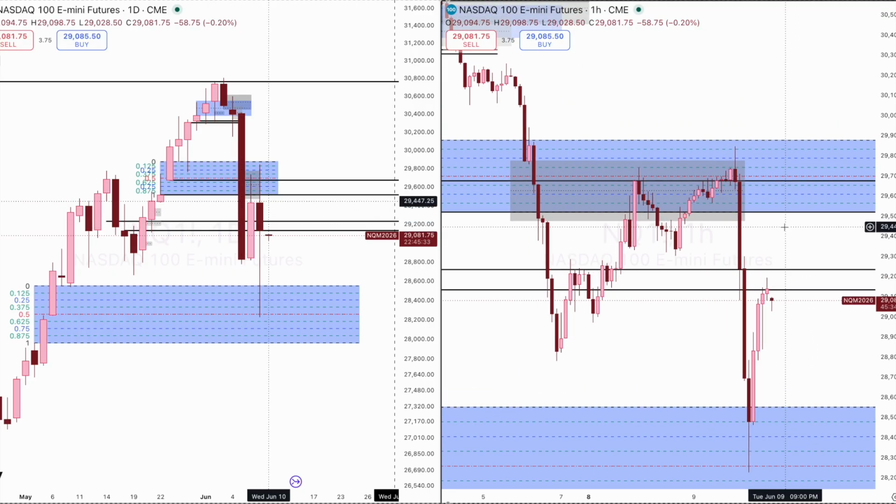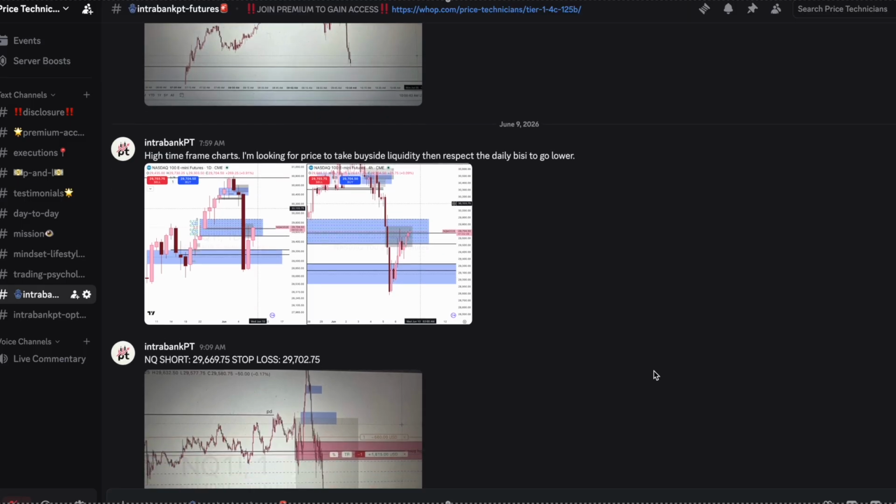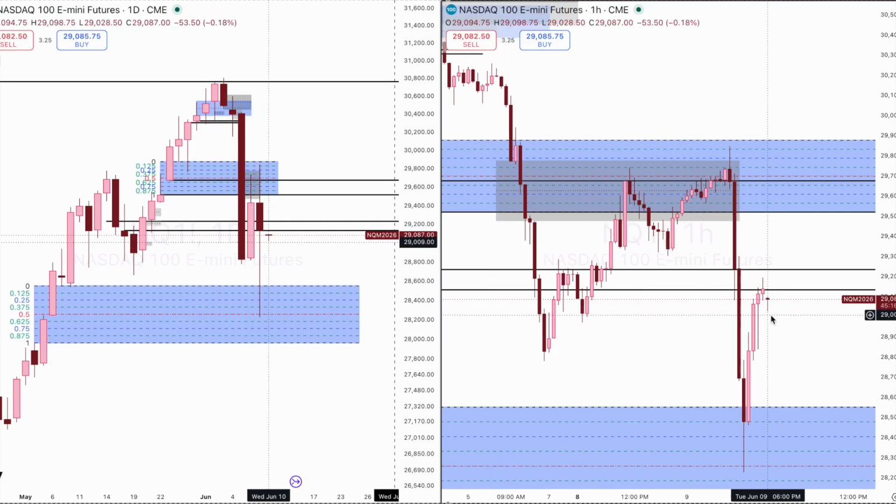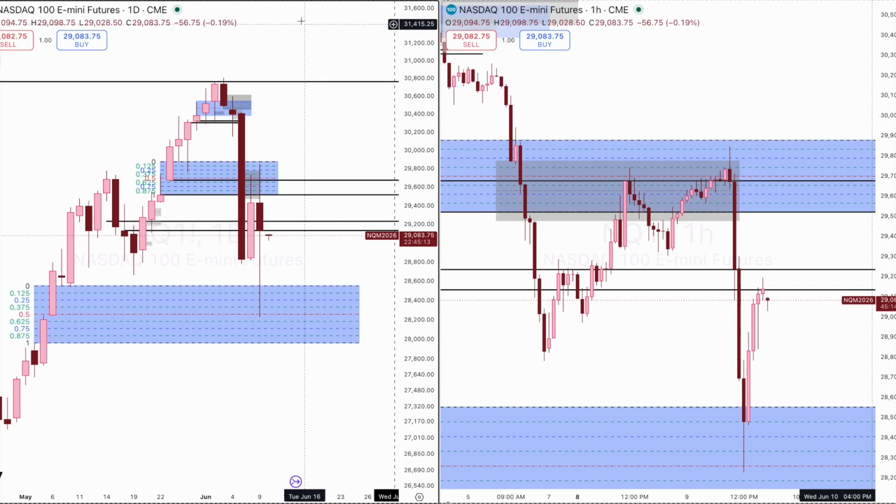So how can I use these? Well, let's talk about, hold on. In the Discord this morning, I said, here's my high time frame charts. I'm looking for prices to take buy side liquidity and respect the daily BISI to go lower. So what does that mean? Let's jump down into some lower time frames here.